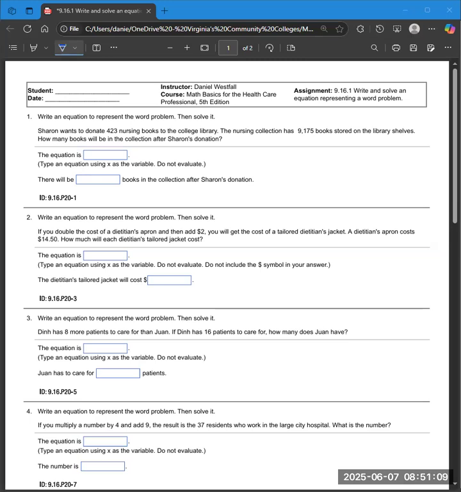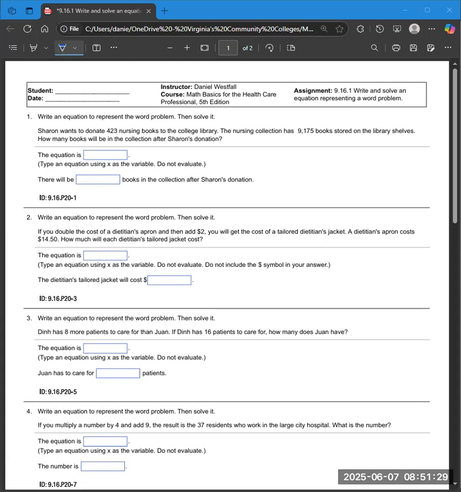Sharon wants to donate 423 nursing books to the college library. The nursing collection has 9,175 books stored on the library shelves. How many books will be in the collection after Sharon's donation? Type an equation using X as the variable.